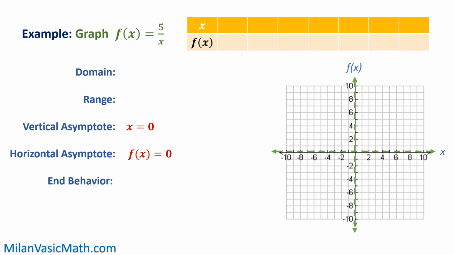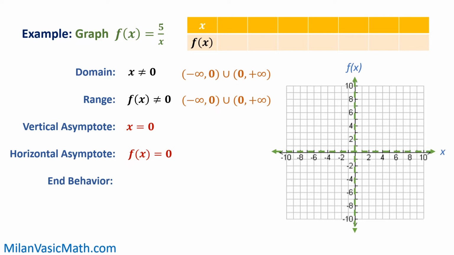And since we have the asymptotes, the domain and range are related to those. So the domain is that x cannot equal 0. In interval notation, it would look like this, where we have the negative numbers first. Then we're excluding 0 with these parentheses, and we're combining it with the positive numbers. The range is that y cannot equal 0, and in interval notation, that would look like this.